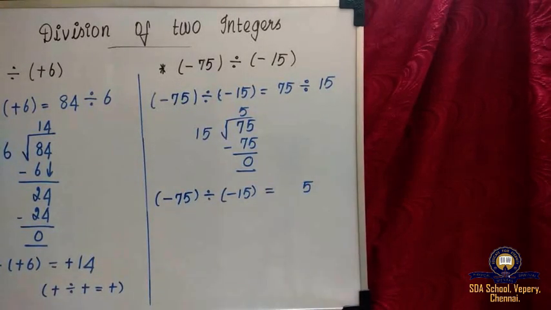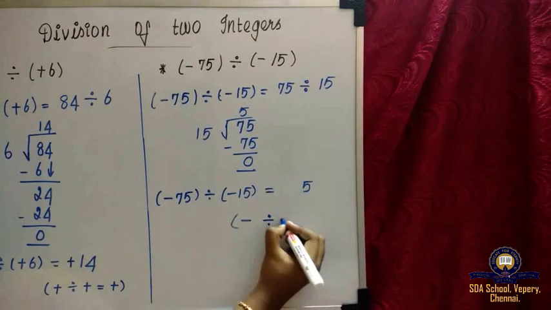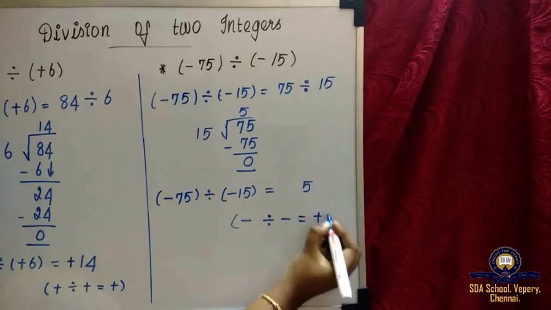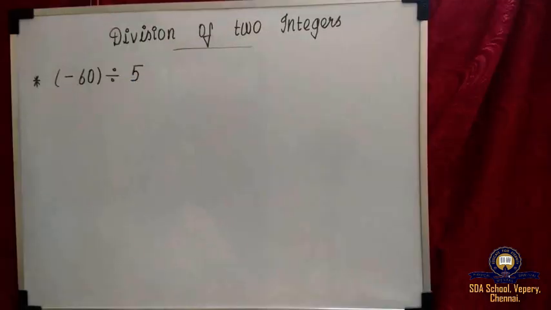Now we will assign the sign. When you look here, both the integers have the same sign, that is negative. Therefore, the quotient will always be a positive integer, since minus divided by minus is equal to plus. So it is plus 5.